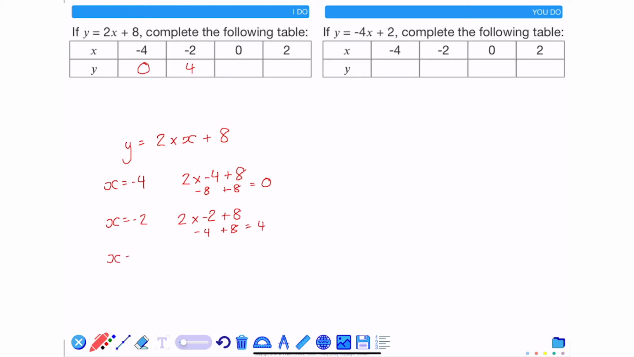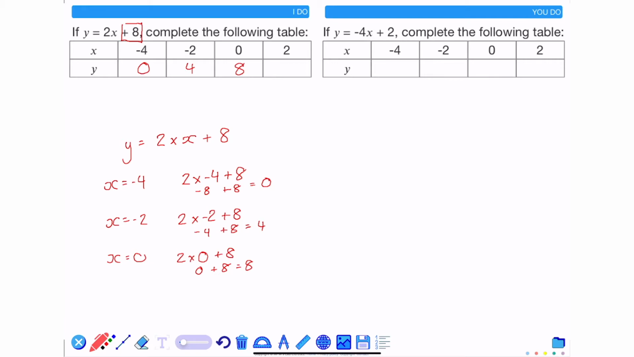When x is equal to 0, 2 times 0 plus 8 gives me 2 times 0 is 0, add 8 is 8. So my third coordinate pair is 0, 8. One thing to note at this point is that whenever x is 0, you should always end up with the same value that is your y-intercept in the equation of the straight line.